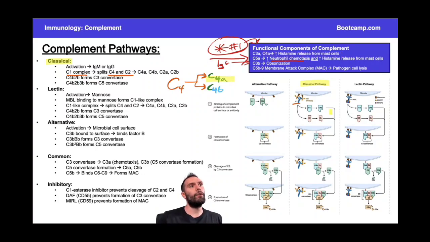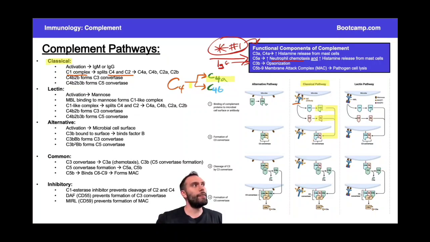C4B though, what does that do? C4B is going to go down into the next step, and the same thing is true for C2B. So all of the B's are going to stay in the complement cascade. Now, in the past, there was different notation for this, where the C2A was the component that stayed in the complement cascade, but the updated way this is categorized is that if it's one of the B components, so if it's a C4B, a C2B, or a C3B, that component can stay in the complement cascade, and that's the way to remember it.